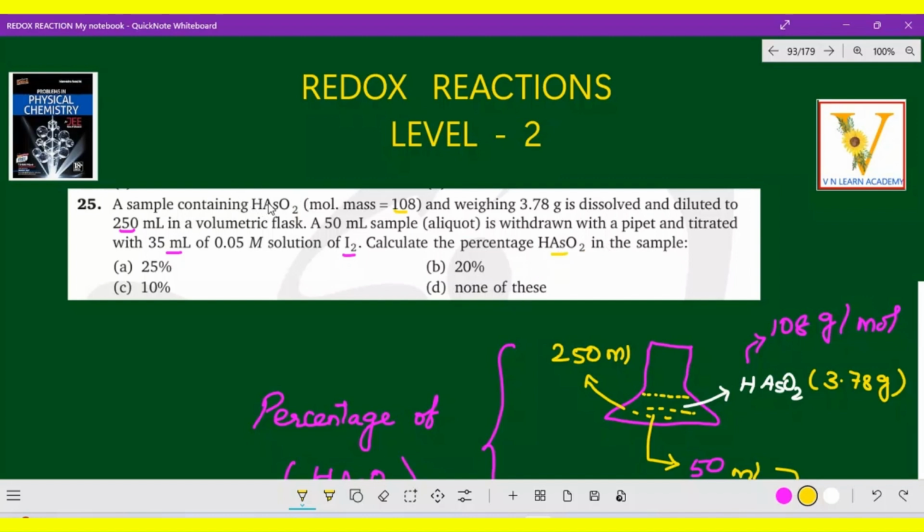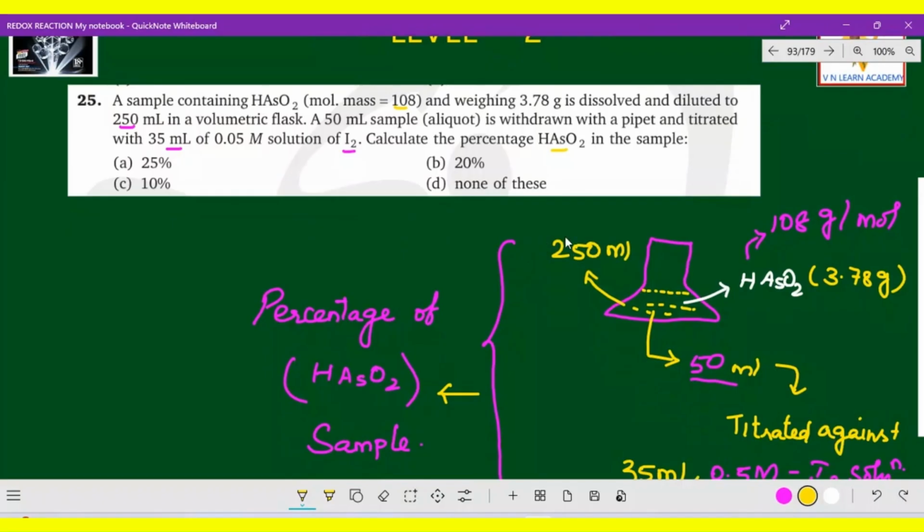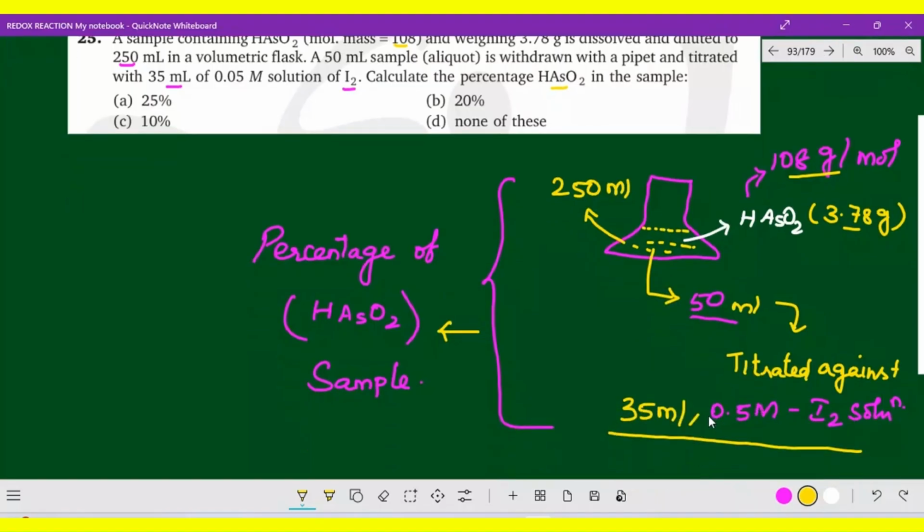Now, HAsO2, arsenous acid. Here, what they have given: they have taken 3.78 gram of arsenous acid and dissolved in 250 ml in the volumetric flask. So, what is the molar mass of arsenous acid? It is 108 gram per mole. Right, now, in that diluted content, 50 ml is titrated against 35 ml of 0.05 M iodine solution. So what is the molarity of iodine? 0.05, sorry, 0.05 M iodine solution.